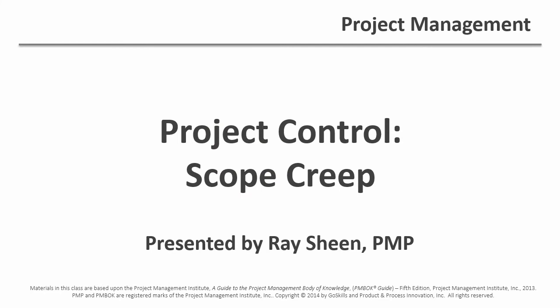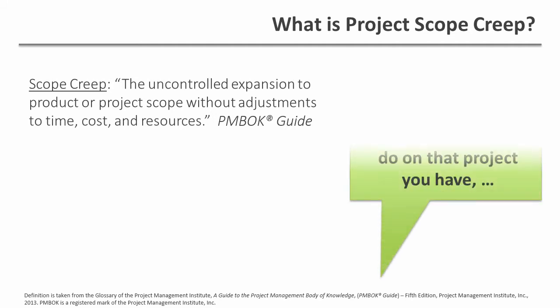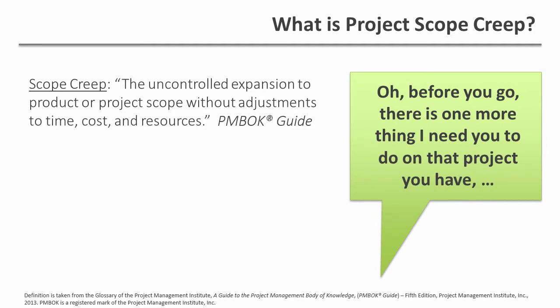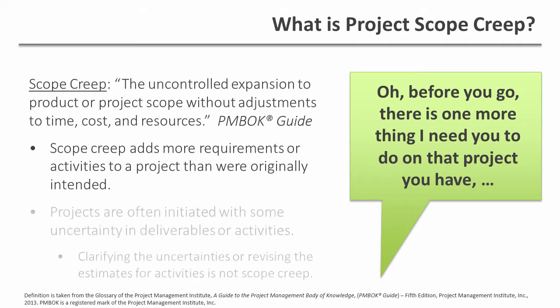Let's talk about one of the most troubling aspects of many projects, scope creep. The Project Management Body of Knowledge, the PMBOK guide, defines scope creep as the uncontrolled expansion to product or project scope without adjustments to time, cost, and resources. For example, it could be a stakeholder asking for just one more thing to be done on the project that wasn't in the original charter or original project plan. Scope creep adds more requirements for activities for projects than were originally intended.